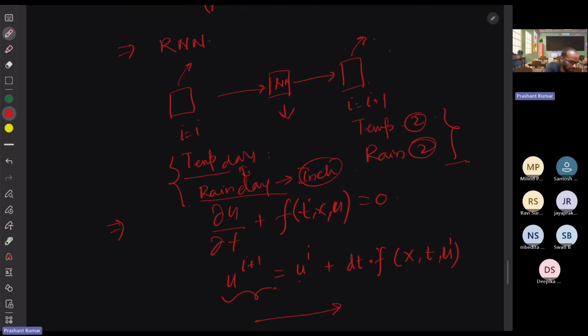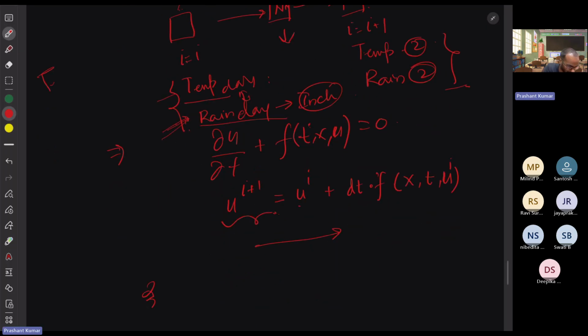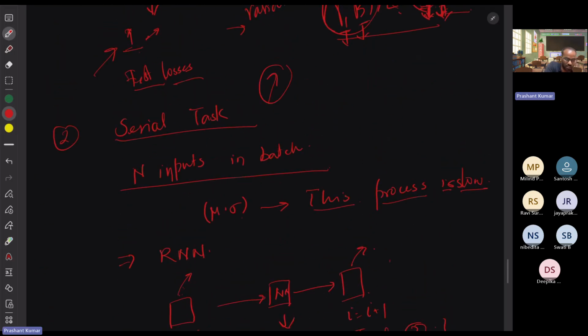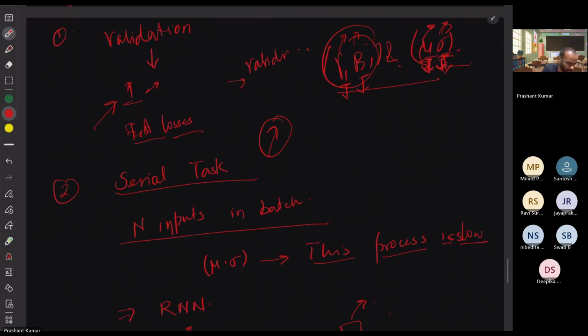However, if you are training for the temperature or the amount of inches of water that has rained each day, and let's say you are predicting for day 3 and day 6 simultaneously, you cannot do that, because day 6 is always going to be dependent on day 3, right? So in that case, this linear dependency will not help you in batch normalization. You can always give one input at a time.